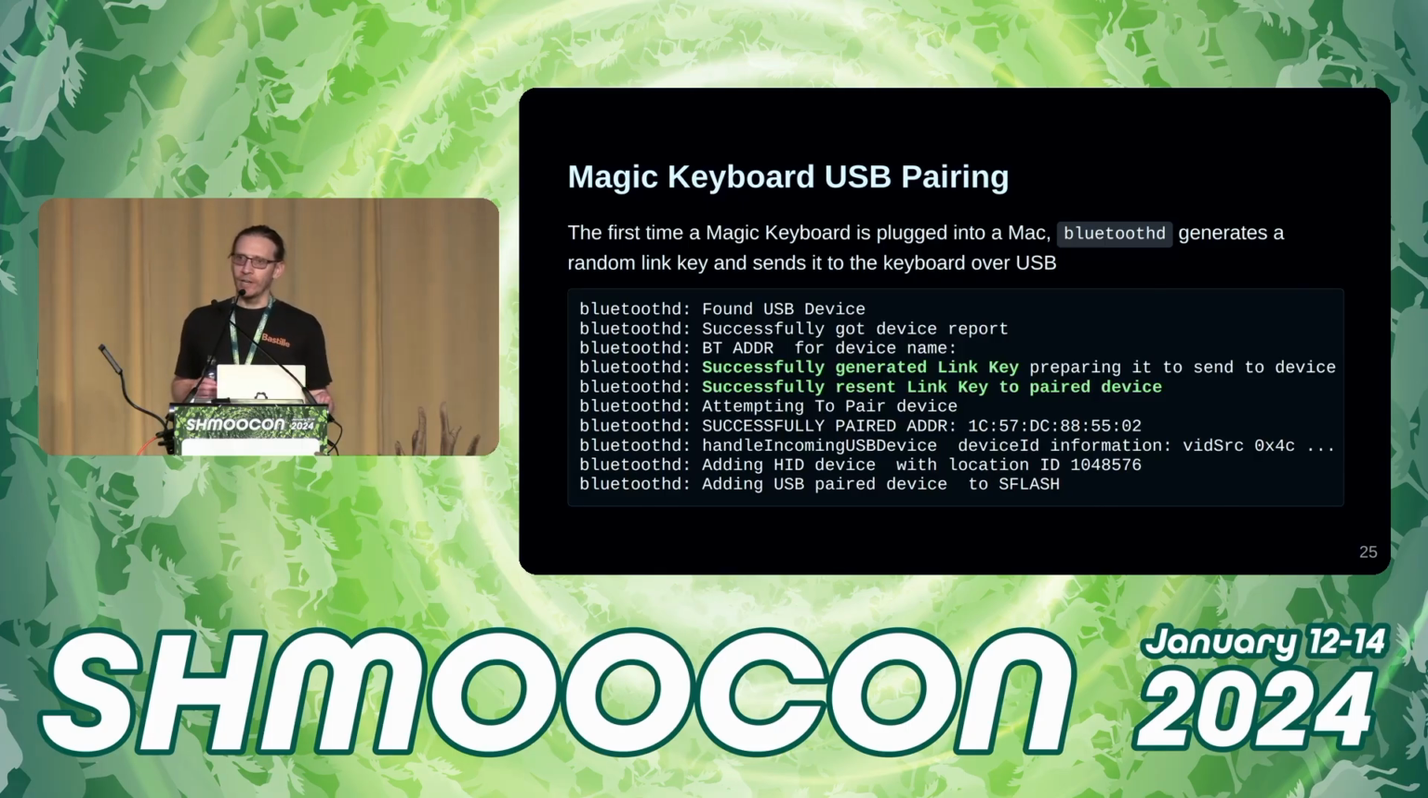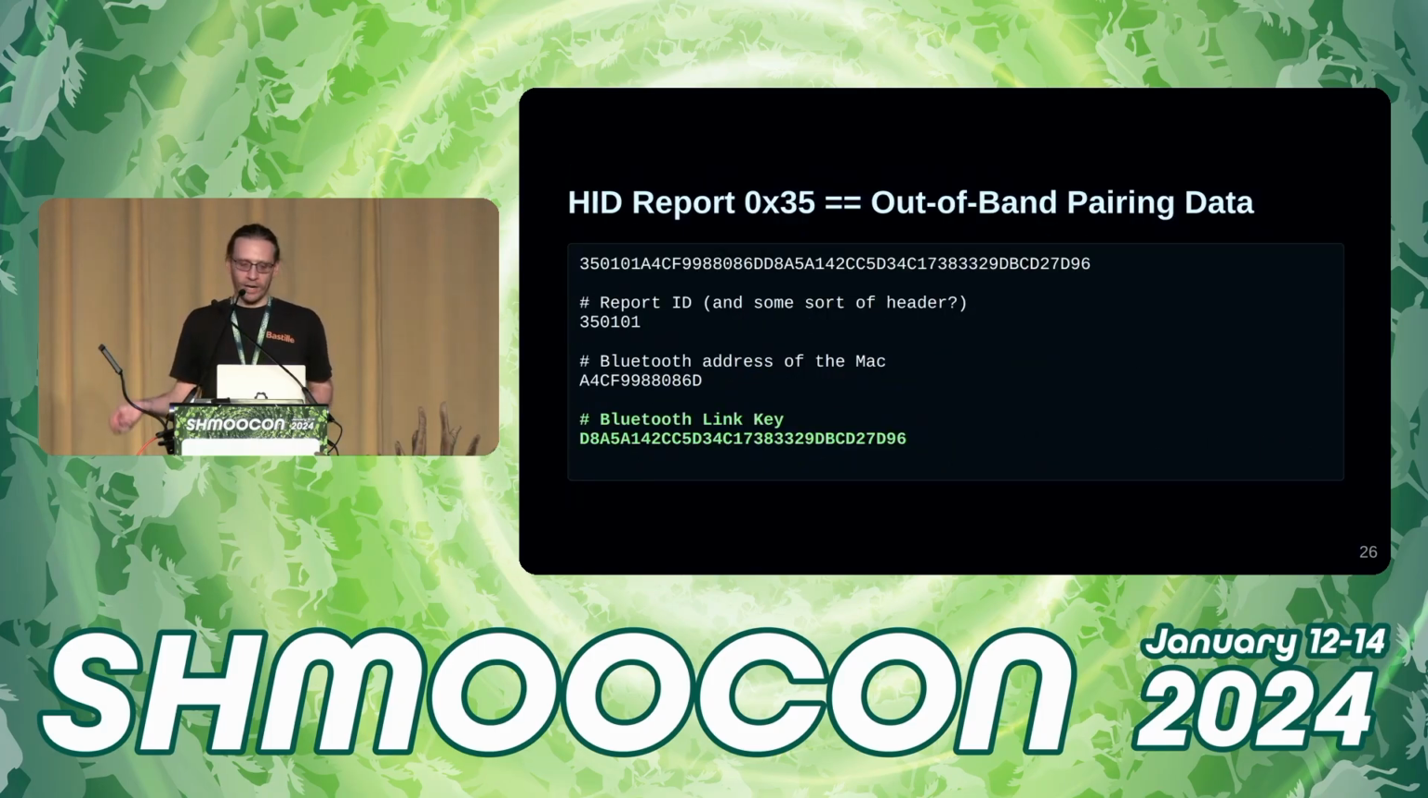And so the Bluetooth daemon on macOS has these great logs which tell us that when we plug the keyboard in, the Bluetooth daemon generates a link key and then sends it to the keyboard. And so based just on these logs, I've inferred that that 16-byte high-entropy string at the end of that HID report is potentially the Bluetooth link key. And this turned out to be correct, and so we have this HID report 0x35 is what we refer to as the out-of-band pairing data. And so this is a link key and a Bluetooth address that is sent to the keyboard, and then the keyboard uses this to know which computer to connect to when the cable is unplugged.